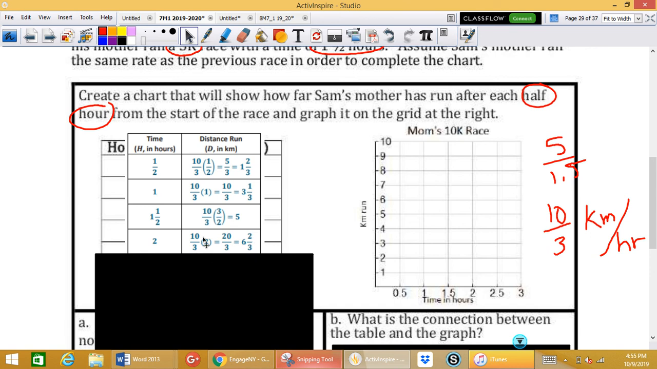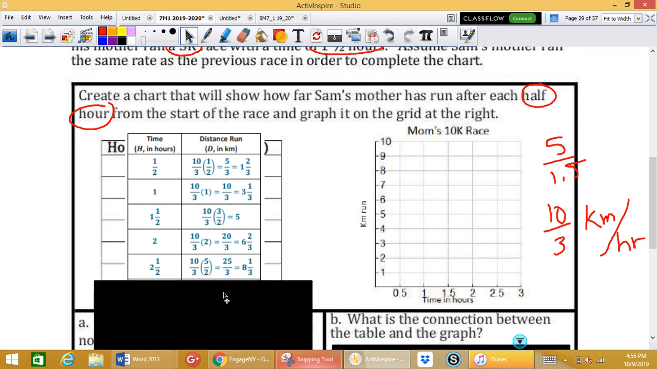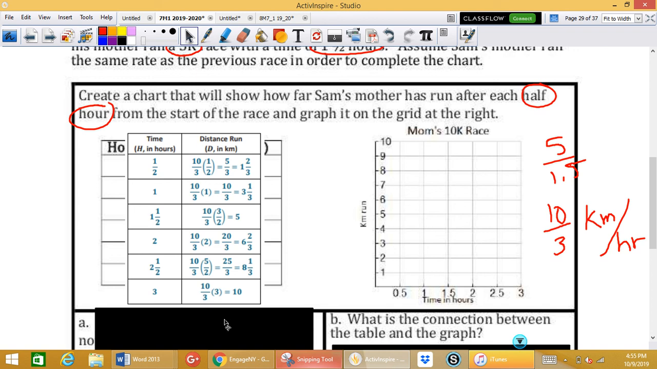Please write all this down because this is how we're getting the answers. And in 2.5 hours, she'll run 8 1/3 kilometers. And in 3 hours, she'll run 10 kilometers. And that makes sense because if I multiply 1.5 by 2, I get 3. And if I multiply 5 by 2, I get 10.